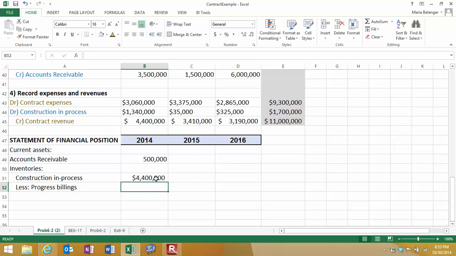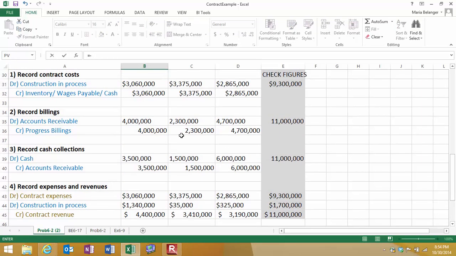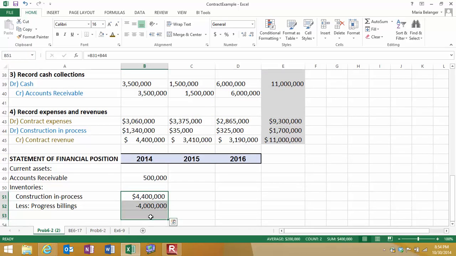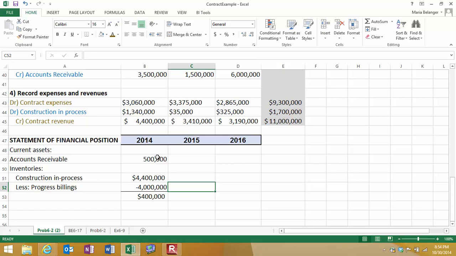So we did work worth $4.4 million. We collected $3.5 million, and so that's our cash. Our billings was $4 million. And so what we end up having is work valued at $4.4 million minus billings of $4 million. So this is the receivable of $400,000 and receivable of $500,000 sitting in accounts receivable.